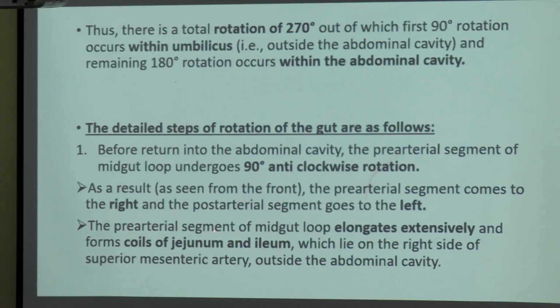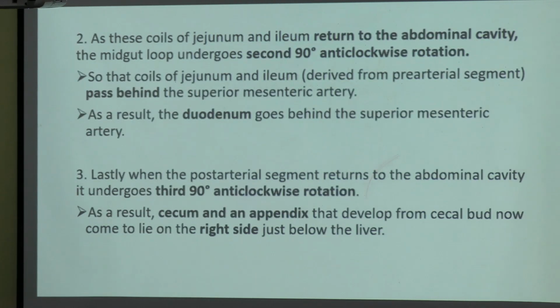The pre-arterial segment of the midgut loop elongates extensively and forms the coils of jejunum and ileum. So, the formation of the coils is taking place outside the abdominal cavity, which lie on the right side of the superior mesenteric artery outside the abdominal cavity, okay. Any doubts in the first rotation? Then we will see the second rotation.